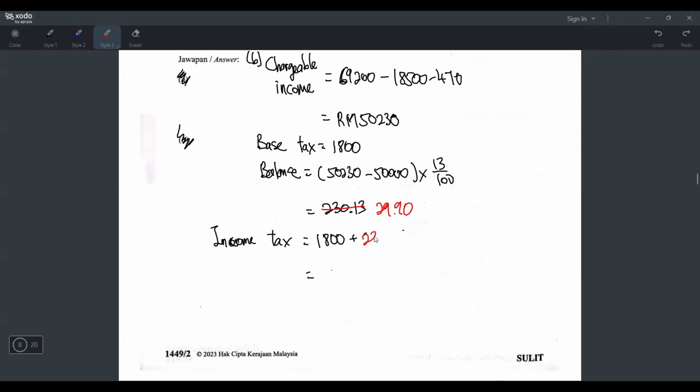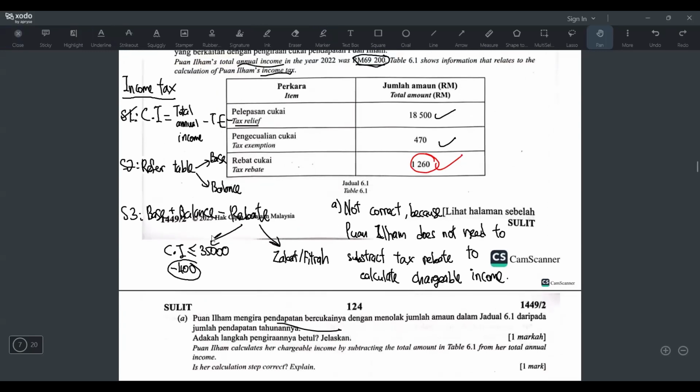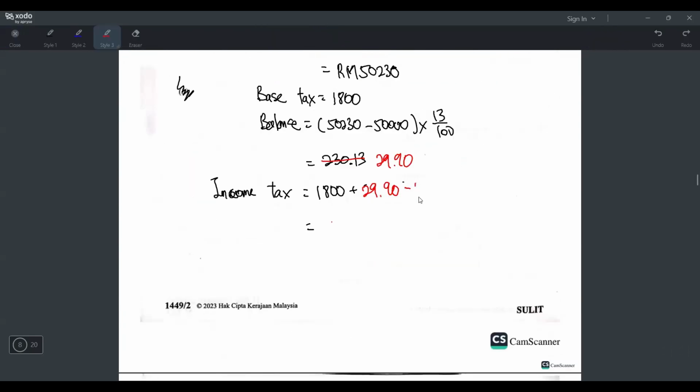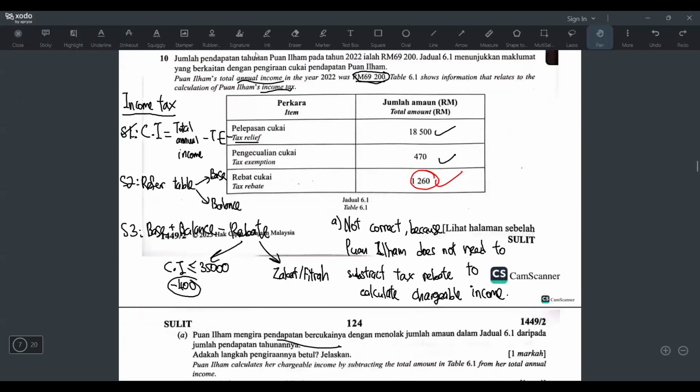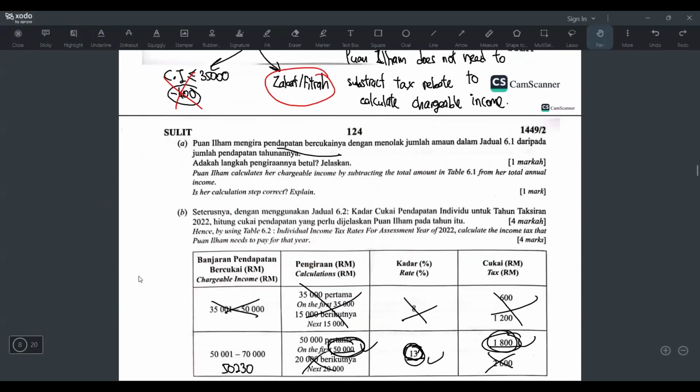So this should be 29.9. Okay. Tapi kena tolak dengan rebate lah. And dia ada rebate. Ada rebate 1260. Okay. So tulis je lah 1260. And I'm sure this one is the zakat. This 1260 is the zakat. Walaupun dia tak bagi tahu, saya tahu confirm dia zakat. Because dia tak dapat yang ni pun. He never get the 400 rebate. Okay. Dia tak layak. So the only possibility is this has to be the zakat. Okay, confirm it must be the zakat.